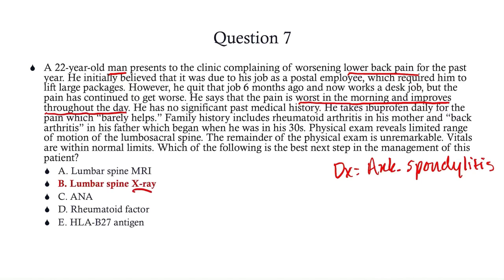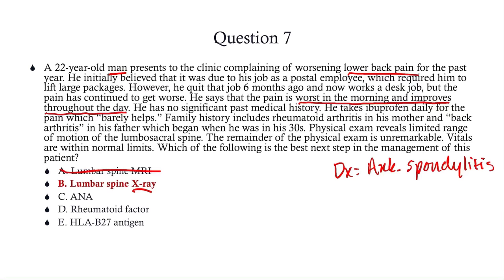So it is the x-ray that we get. If the x-ray were to come back negative, and we still believe that this is likely ankylosing spondylitis, then go for your MRI. So MRI would be second line if you cannot make the diagnosis on x-ray.